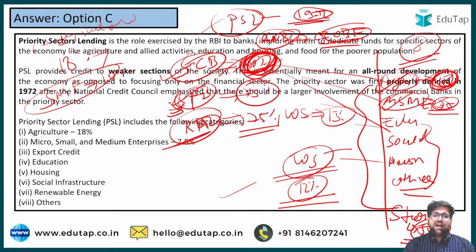So I have told you regarding this. Agriculture is 18%, MSME is 7.5%. These are the 8 sectors.